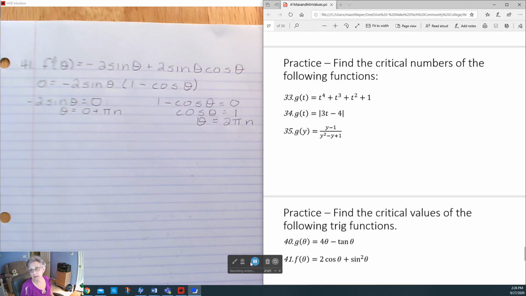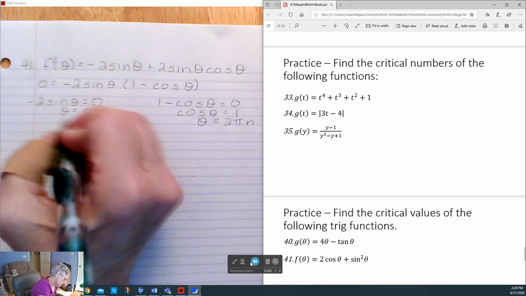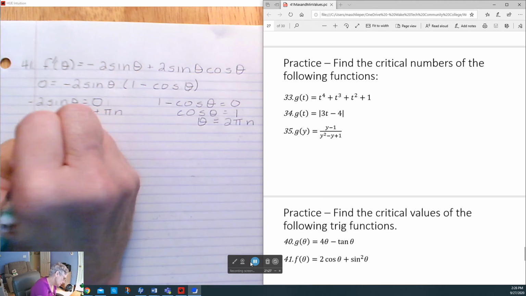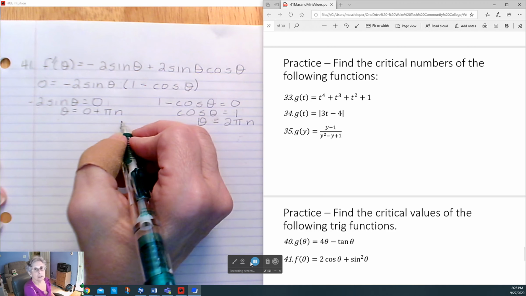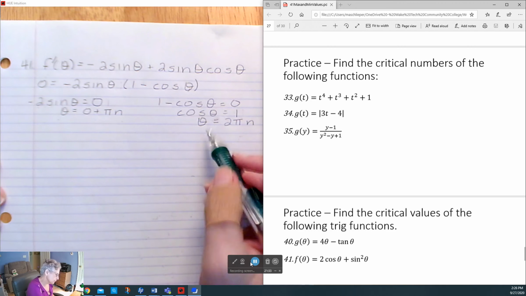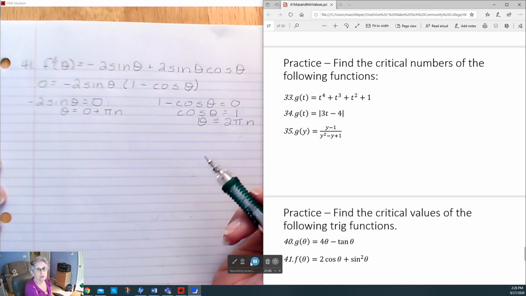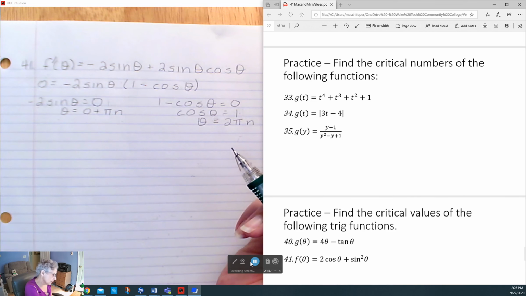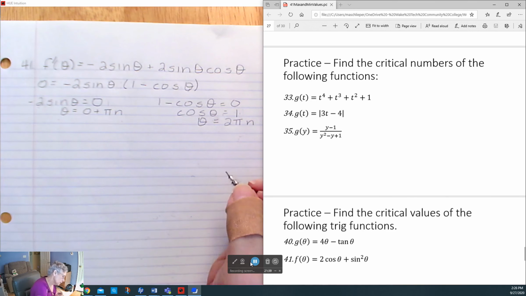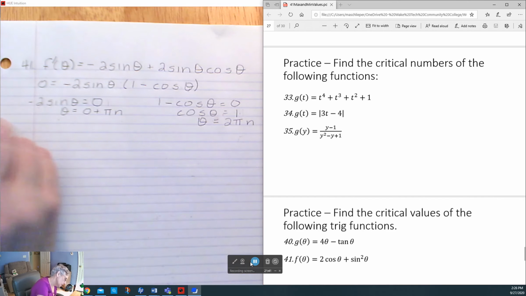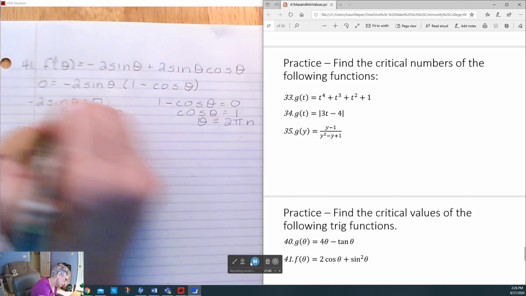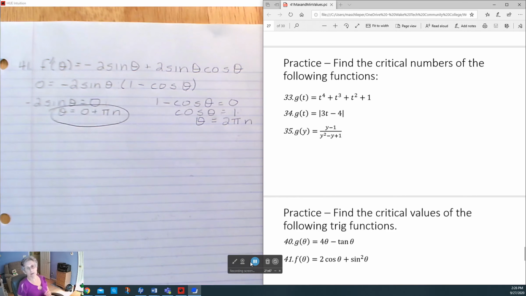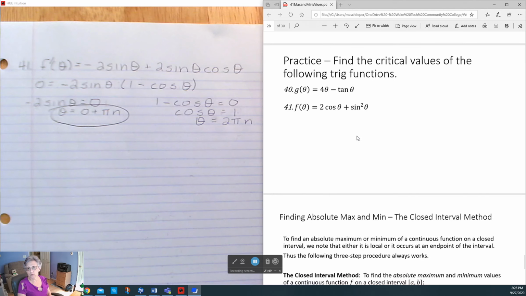41, I took the derivative, set it equal to 0. This piece, sine of theta is equal to 0 at every n multiple of pi. Cosine of theta is equal to 1 at every 2 pi interval. So every n interval 2 pi. So there are our critical values.